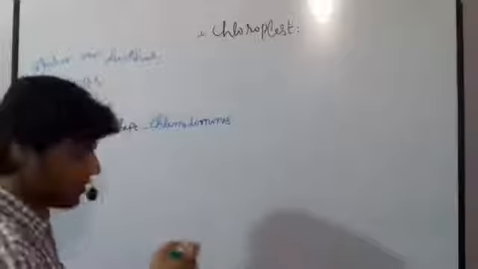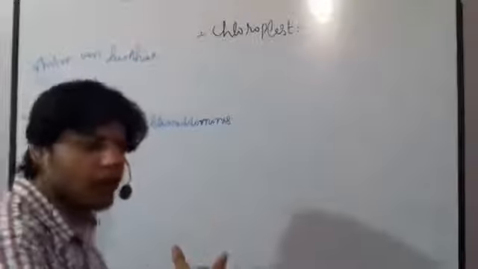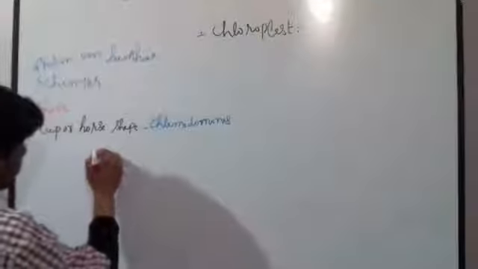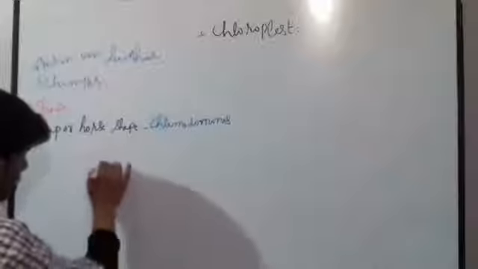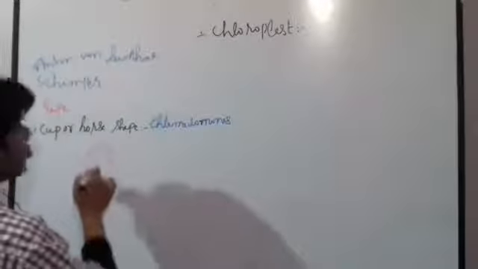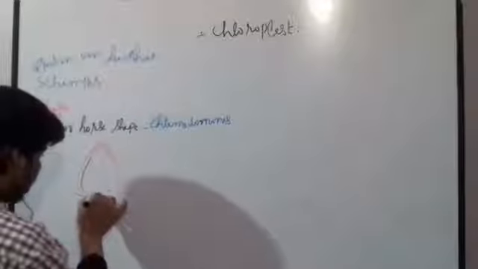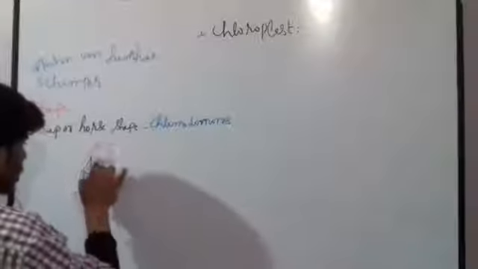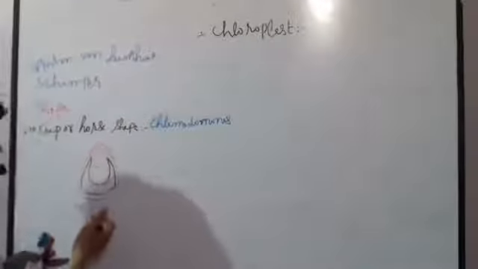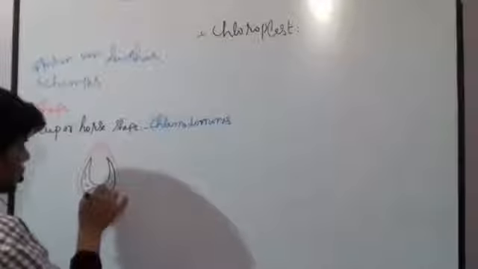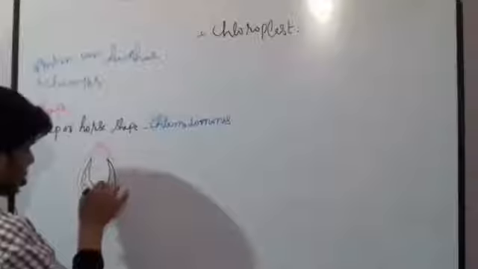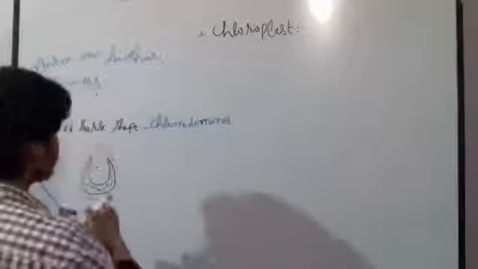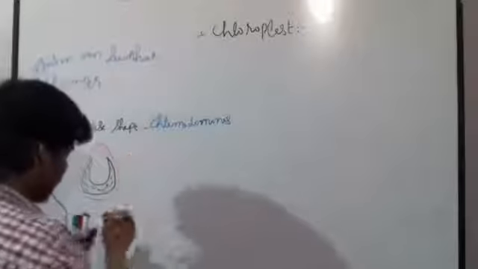Chlamydomonas is actually a unicellular green alga, and it is biflagellate. It has two flagella, and its structure looks like a water droplet. If we see, it will look just like this form. The chloroplast will look like a cup-like shape, or we can say horseshoe-like shape. So this is the chloroplast of Chlamydomonas. Now Chlamydomonas has only one chloroplast per cell.